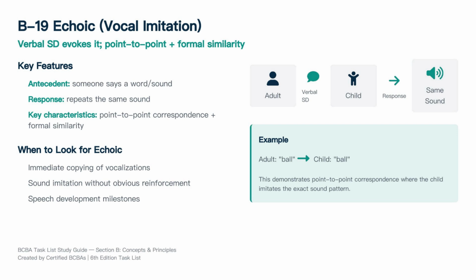Echoic is vocal imitation under verbal SD control. Someone says a sound, and the speaker repeats the same sound with point-to-point correspondence and formal similarity. This is your repeat after me pattern, often used in early speech teaching, and it's typically immediate copying of vocalizations.